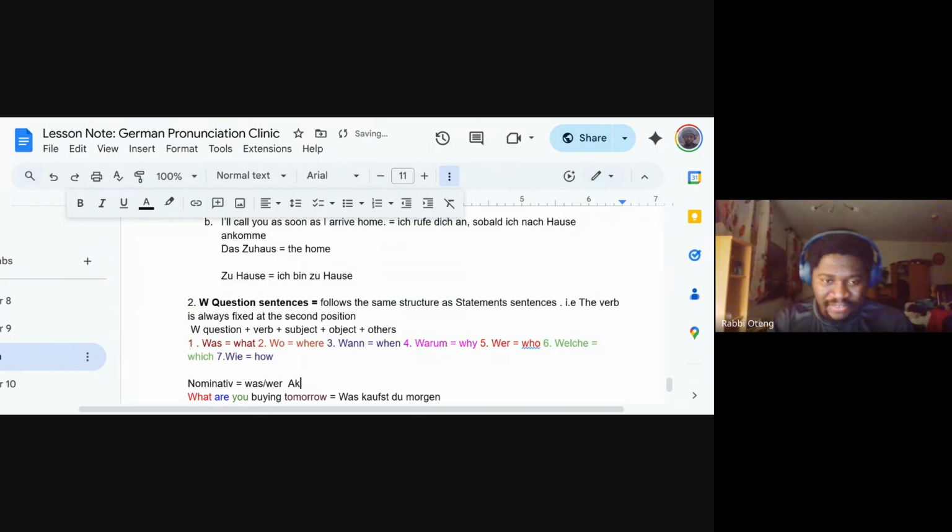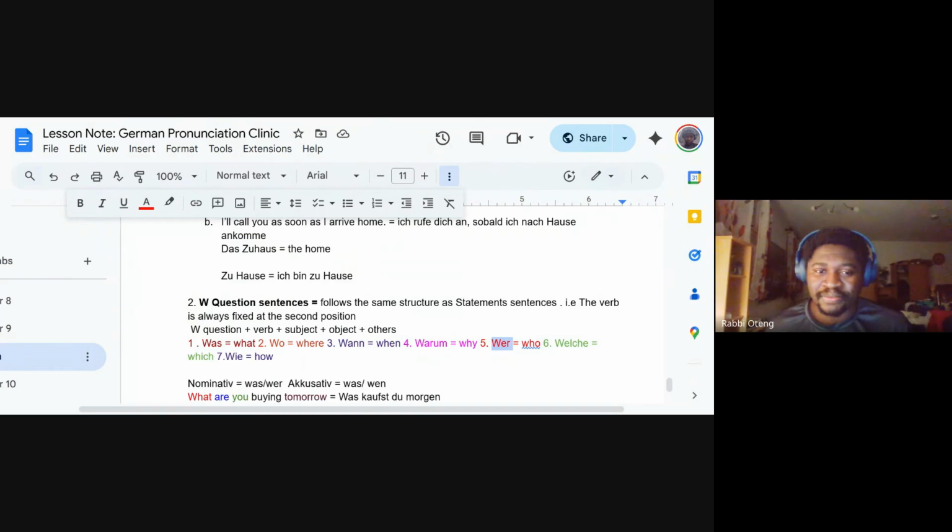Then with accusative, there is wen, wen and was. Accusative also answers the question what or who. So wer becomes wen here.